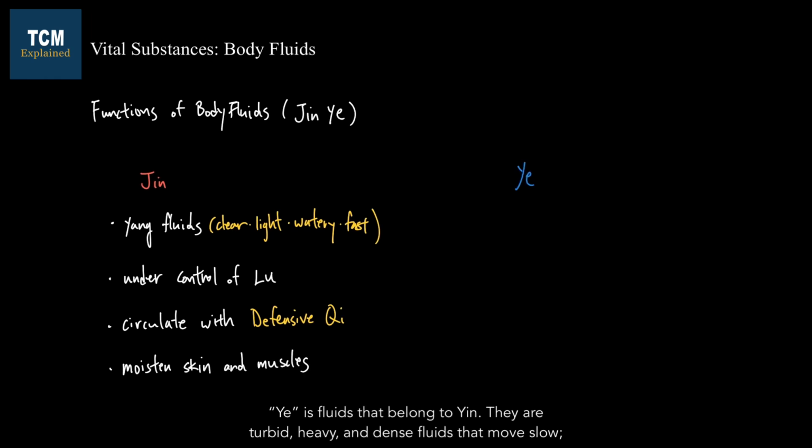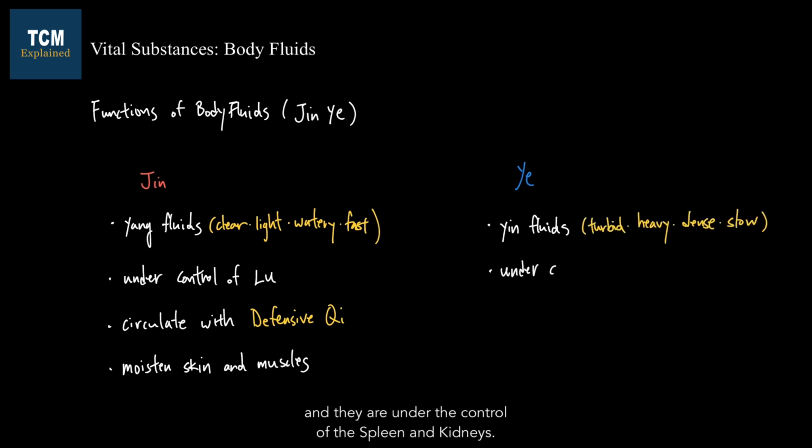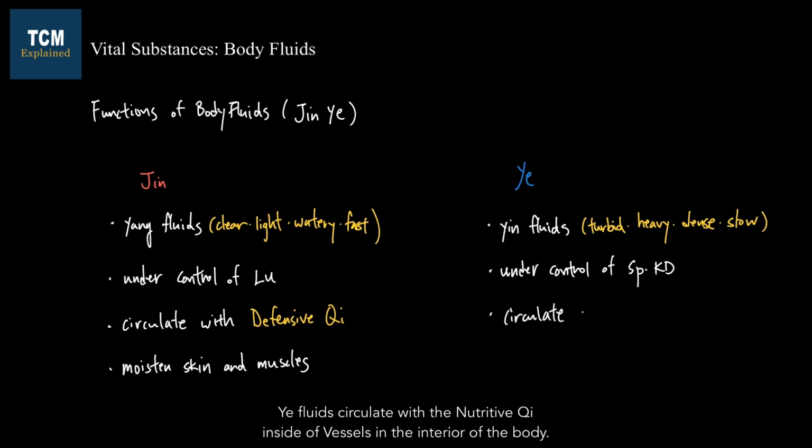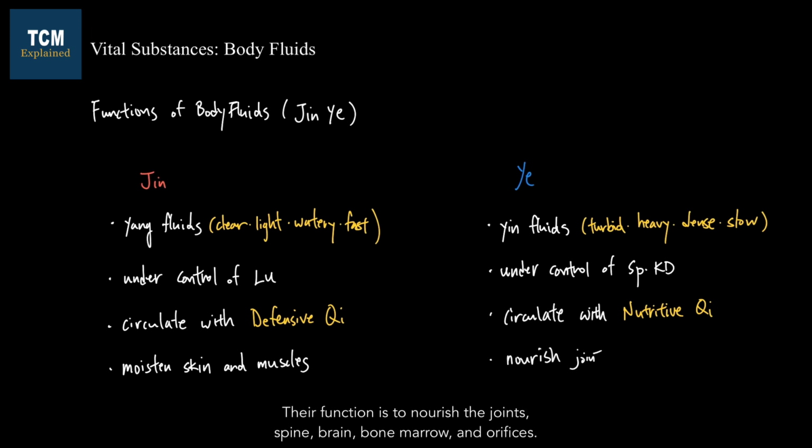Ye is fluids that belong to yin. They are turbid, heavy, and dense fluids that move slow, and they are under the control of the spleen and kidneys. Ye fluids circulate with the nutritive qi inside of vessels in the interior of the body. Their function is to nourish the joints, spine, brain, bone marrow, and orifices.